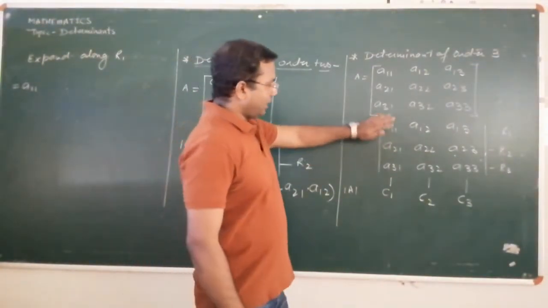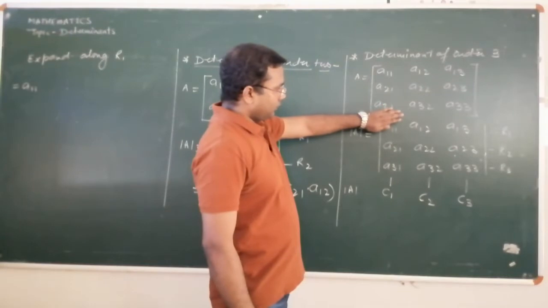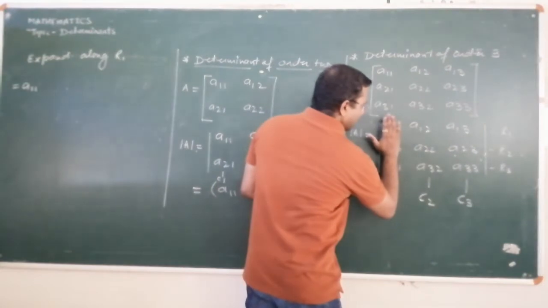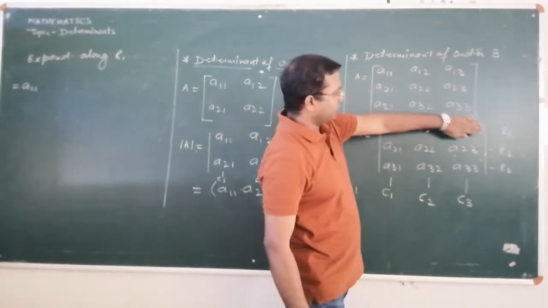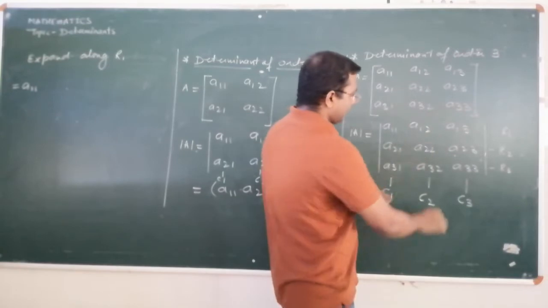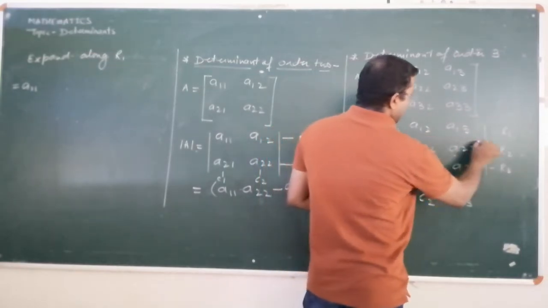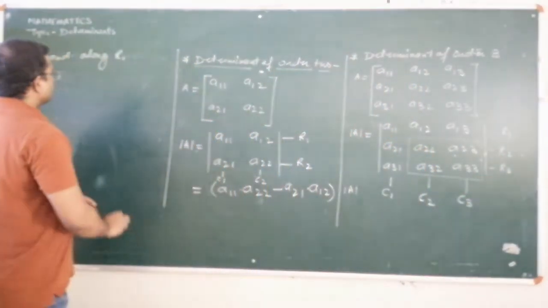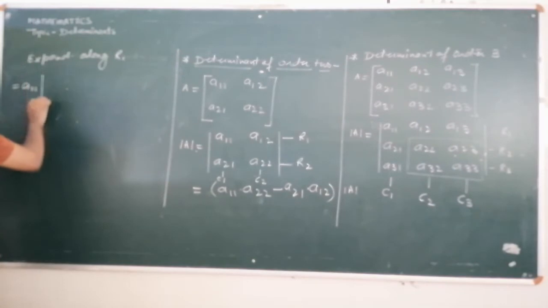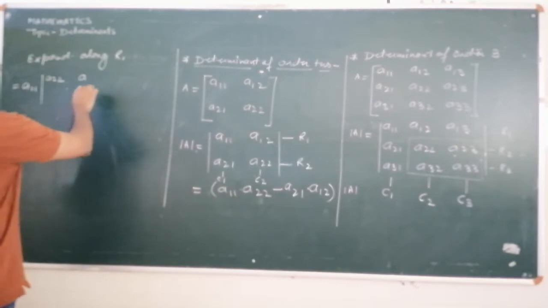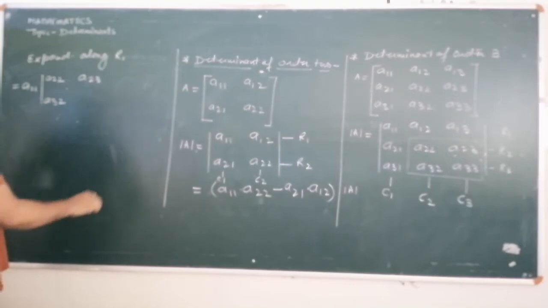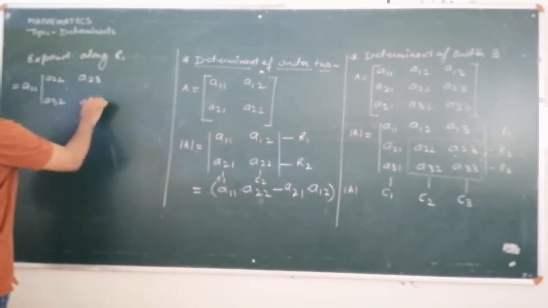And then what you will have to do, as I explained earlier also, you will have to hide this column and this row. So the remaining elements you will have to write. These are the remaining elements, these four. So you will have to write now these four elements. It is A22, it is A23, it is A32, and it is A33.